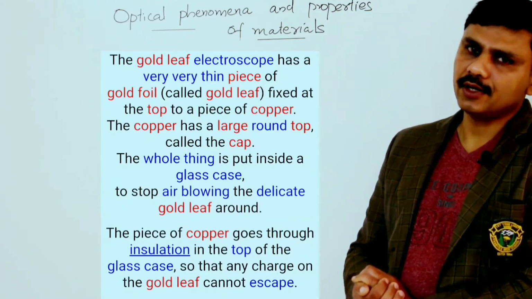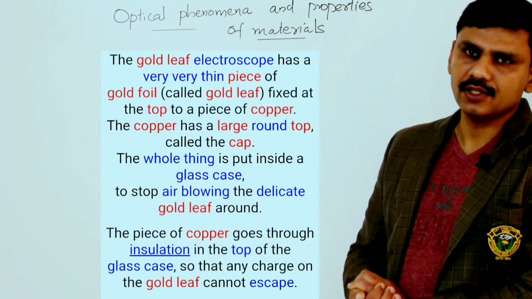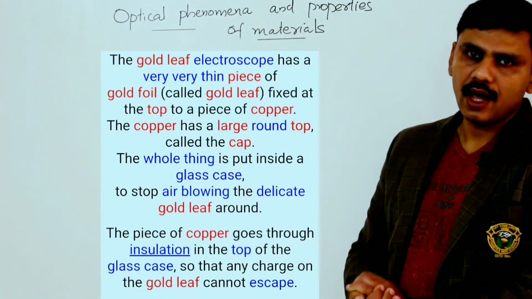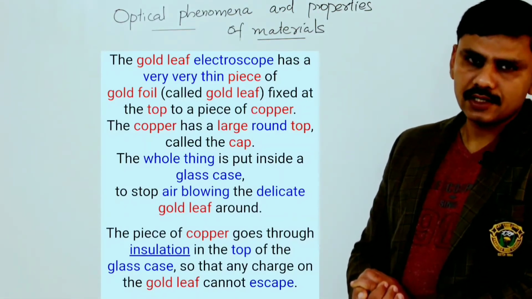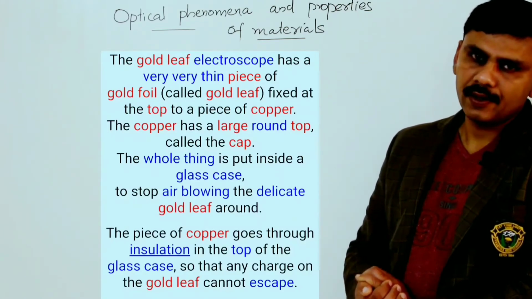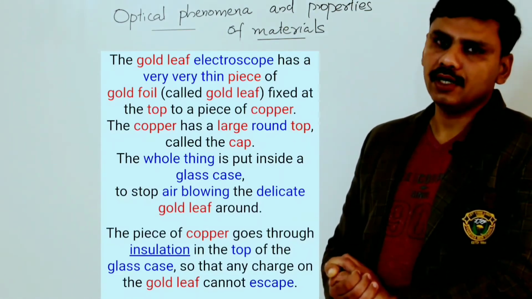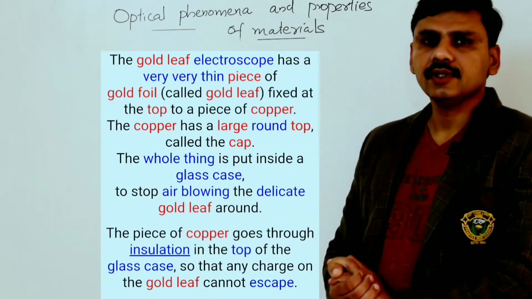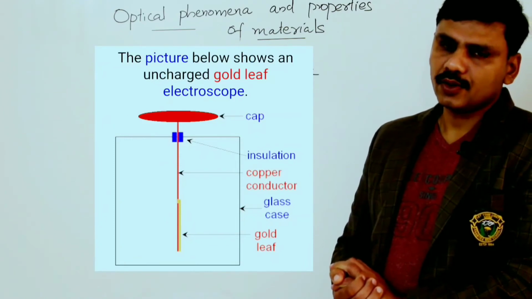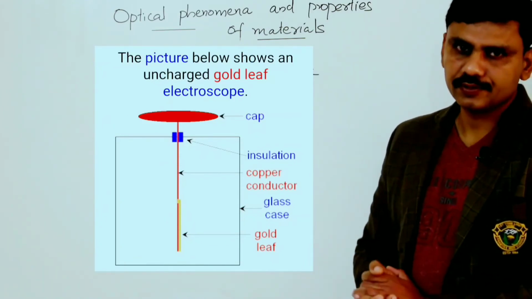A gold leaf electroscope consists of a brass rod with a brass disc at the top and two thin leaves of gold foil hanging at the bottom. Charges can move freely from the disc to the leaves through the rod. So here the experiment is done with the gold leaf electroscope. Initially the electroscope is not charged. So the leaves of the electroscope are very close to each other.